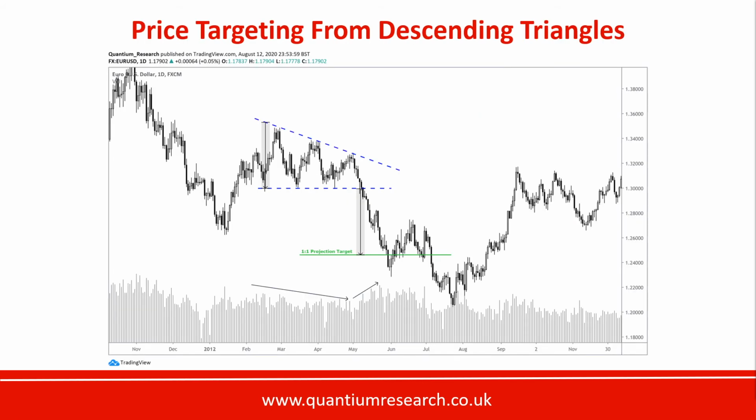Let's look at an example of a descending triangle that can be found in the euro against the dollar. Each candle here is a daily candle, so each one represents a single day. We can see that the price breaks out below the support point, and meets the minimum 1-to-1 projection target based on the base of the triangle. That's the base of the triangle, so the difference between the prices there is then projected from the point of the breakout, as we said before. Then you get your 1-to-1 projection target where you would look to find support.